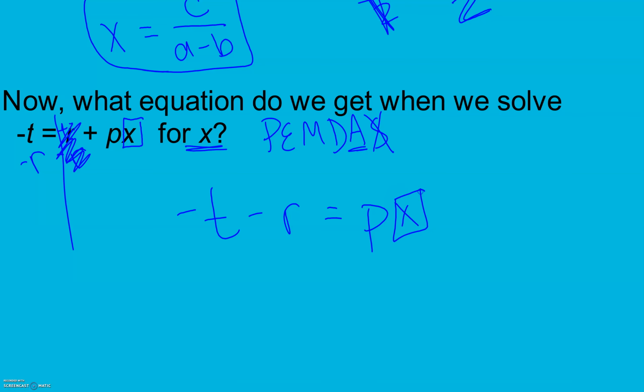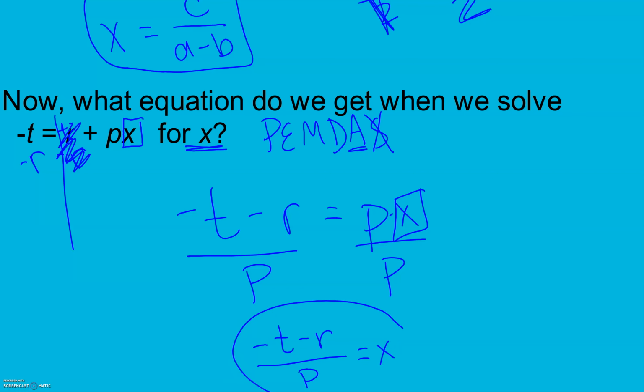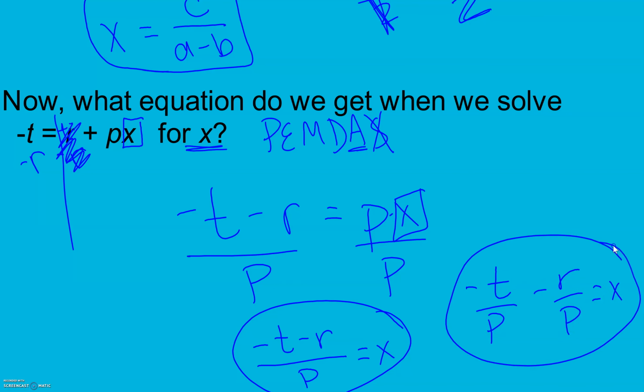Now, we're still solving for x. X is being multiplied. We get rid of multiplication by dividing. So I'm going to go ahead and divide by p. I can leave this as negative t minus r all divided by p equals x, because nothing simplifies there. Or I could take negative t divided by p minus r over p equals x. Either one of these work.